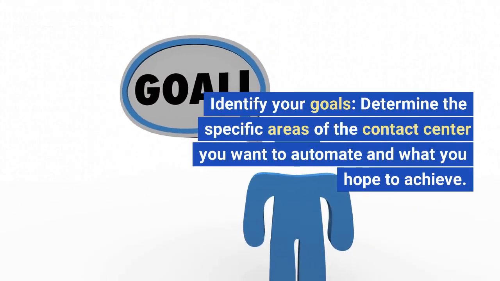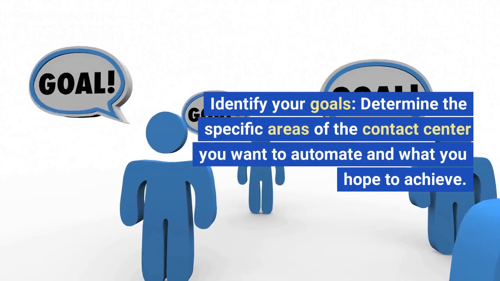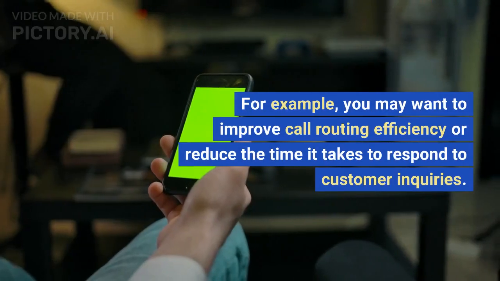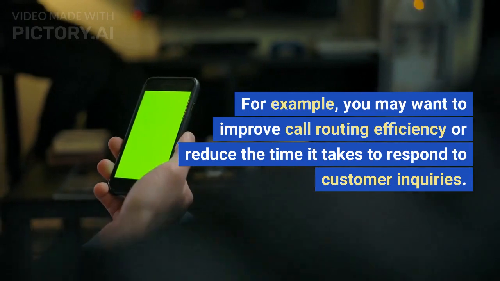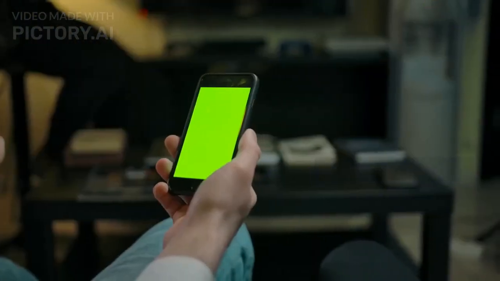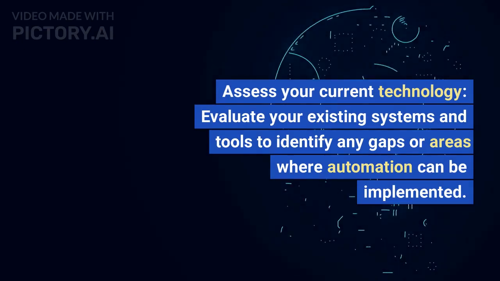Identify your goals. Determine the specific areas of the contact center you want to automate and what you hope to achieve. For example, you may want to improve call routing efficiency or reduce the time it takes to respond to customer inquiries.